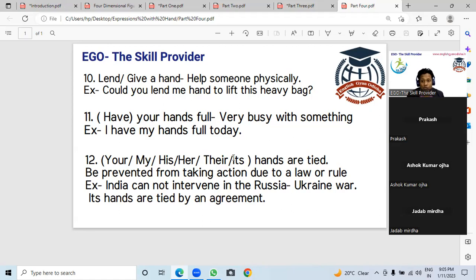Basically when you are in a physical situation, somebody wants to physically help you out. Okay, so that is called lending a helping hand, lending a hand, like that.